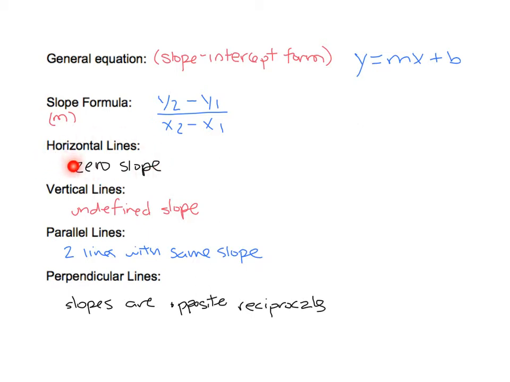You should recall that horizontal lines are zero slopes. Their equations are going to look like y = some number.